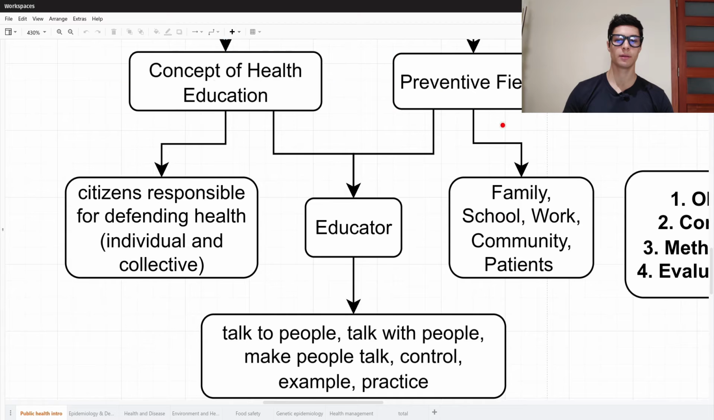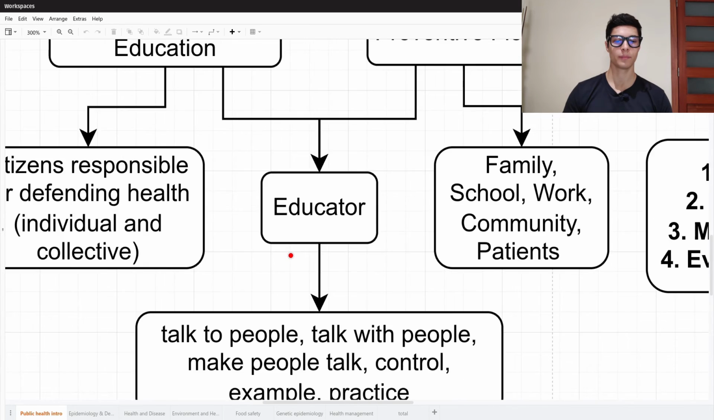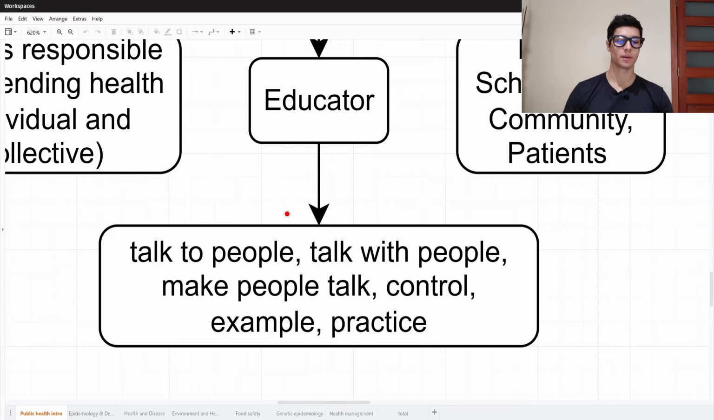These two share between them the educator phase, because you have to know that to teach, we must have an educator or a professor. The educator here must create a community. The educator must talk to people, talk with people, make people talk with each other, be an example for the group, put in practice what he teaches, and also control everything overall so no one is lost.